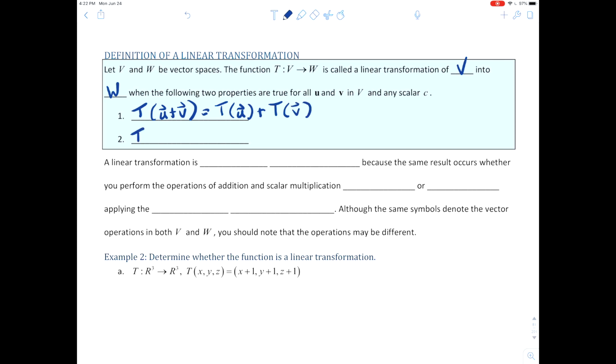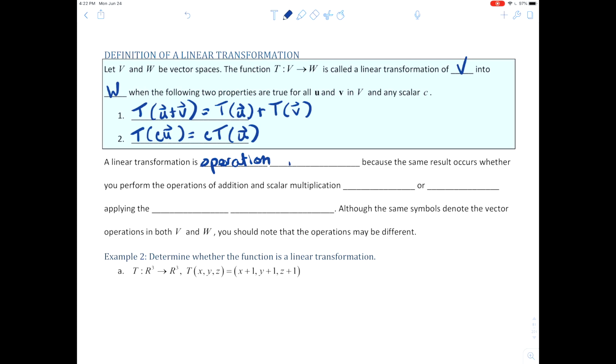And then the transformation of a scalar times a vector has to equal the scalar times the transformation of the vector. So a linear transformation is operation preserving. Just kind of like derivatives, when you evaluate the derivative of both sides of an equation. It is because the same result occurs whether you perform the operations of addition and scalar multiplication before or after applying the linear transformation.